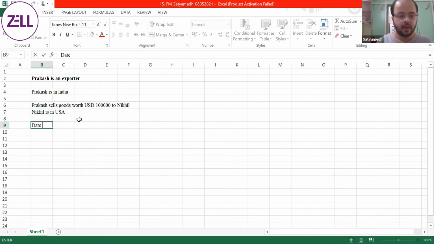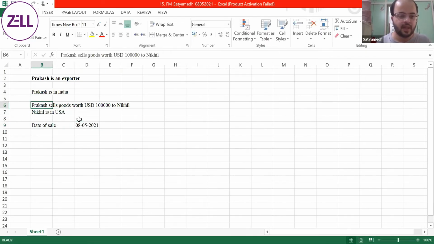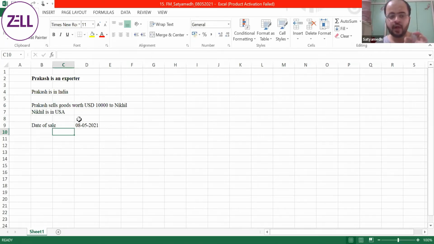Okay. Now the date of sale is, say, today's date, 08/05/2021. 1 lakh will be too much, the number looks too big. Let's make it $10,000. Now, in Prakash's books of accounts, he will have to record an entry: debtor account debit to sales. Do you agree? Yes, sir.